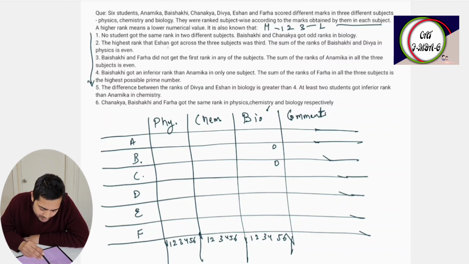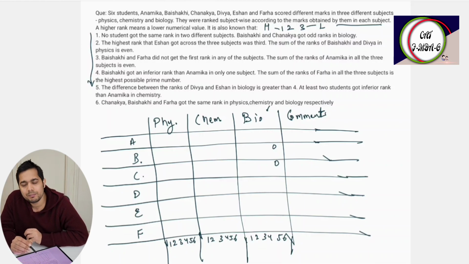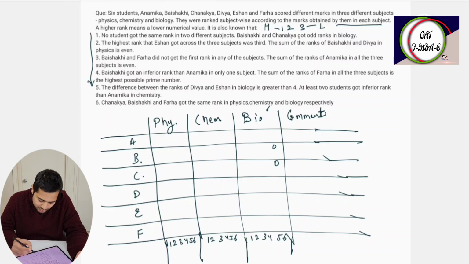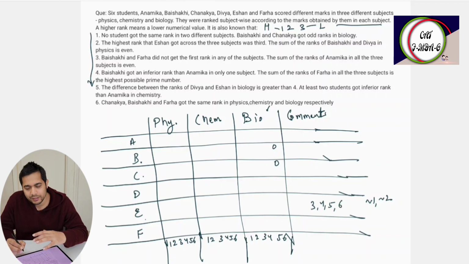The highest rank that Ishan got across the three subjects was third. So the lower numerical value means higher rank. Ishan got third rank as his highest, so he cannot get 1 or 2. So he can get 3, 4, 5, 6. This clue we have written in the comment section.